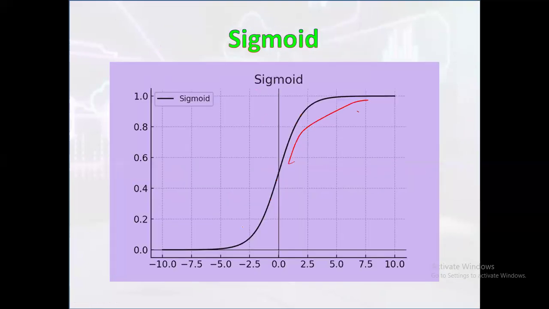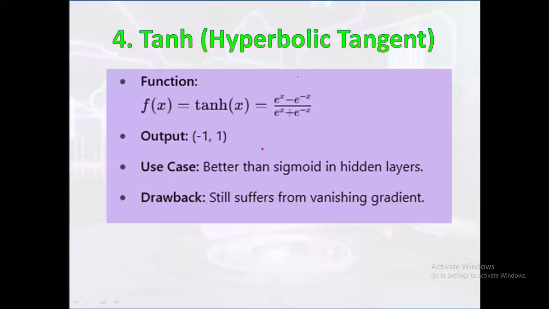Next, the tanh activation function. This is given by e power x minus e power minus x, divided by e power x plus e power minus x. These are all weighted sums. The output would be minus 1 to plus 1, and it is better than the sigmoid in the hidden layers.